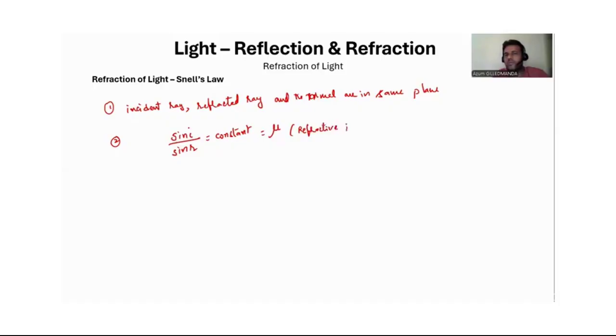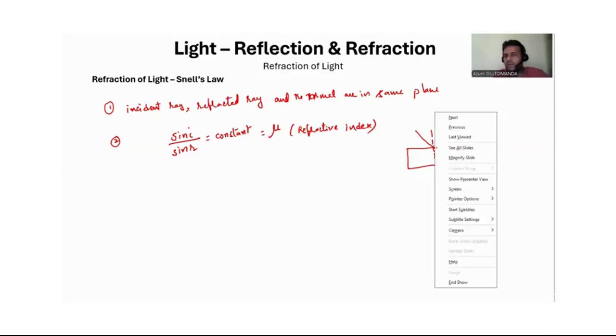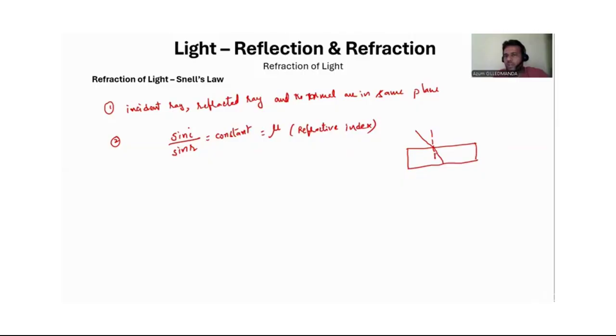That is nothing but the refractive index of that particular material. So let's say I have a glass slab here, and the light ray is incident, and let's say this is the normal, and it's bending towards the normal. So this is the angle of incidence and the angle of refraction. Then this is air, this is glass. Then at this surface, the ratio of the sine of the incident angle to the sine of the refracted angle is a constant. That constant is nothing but mu, which is the refractive index.